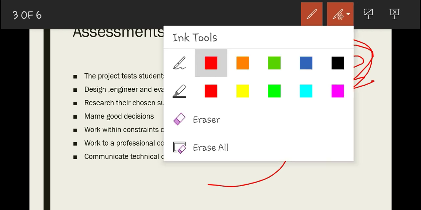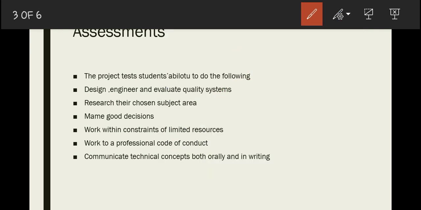Then another thing that will be assessed is how you overcome an unforeseen problem, how you work within constraints of limited resources, how you observe the professional code of conduct, and how you communicate technical concepts both orally and in writing. So during presentations, you will be assessed on whether you can communicate those technical concepts.